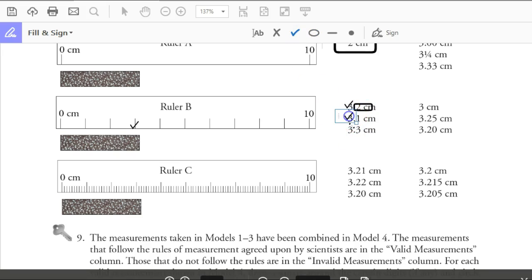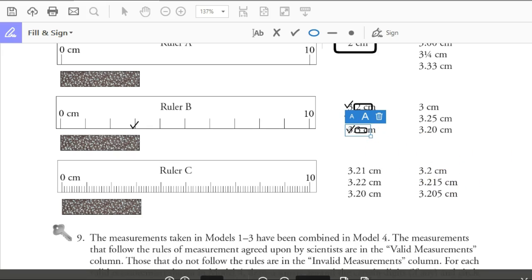These 3s are all valid because they're right here. And then the digits in the tenths place are invalid. You can also just look at the ruler. And obviously the 3 is in the ones place, and that's valid because it's marked, and there's no tenths place markings here. So you can just look at the markings on the ruler.